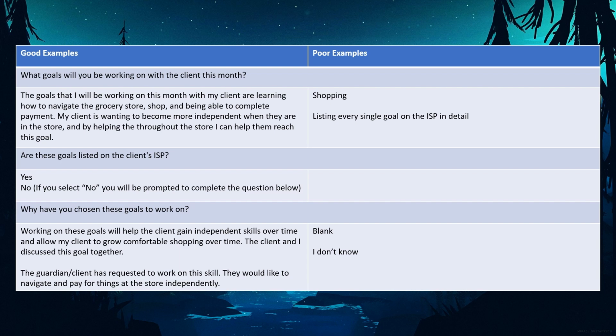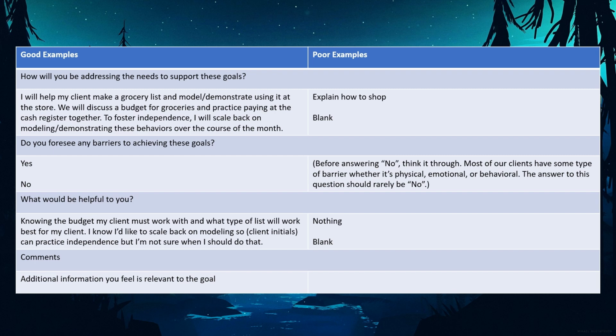While we want goals to align with the ISP, there might just be some situations where the guardian and the family or the client asks you to work on an additional goal outside of the ISP. If the goal is within the scope of your responsibilities, you are more than welcome to work on it. All right. The next question is how will you be addressing the needs to support these goals?